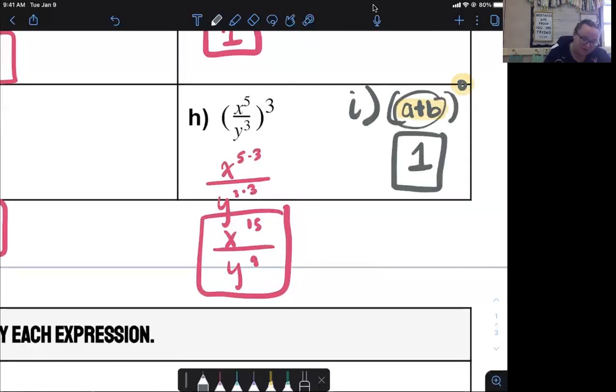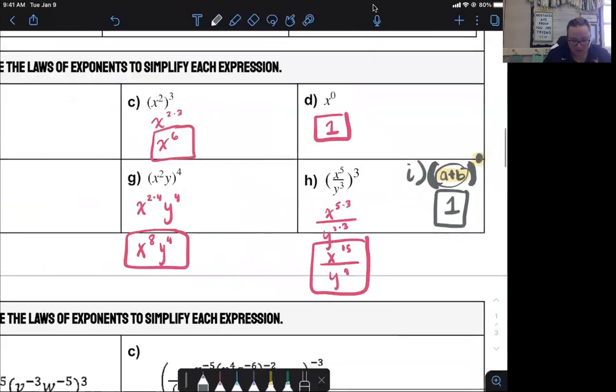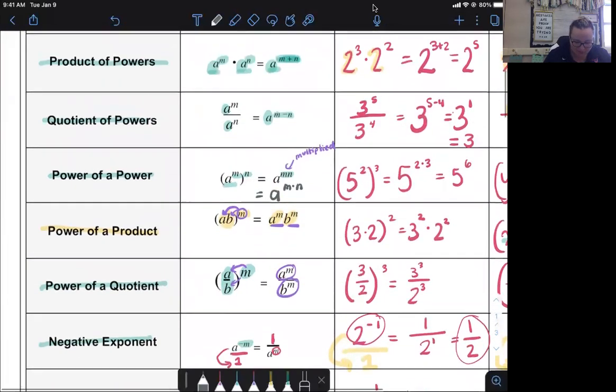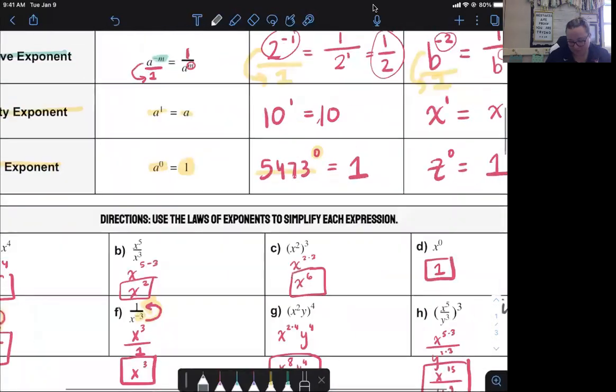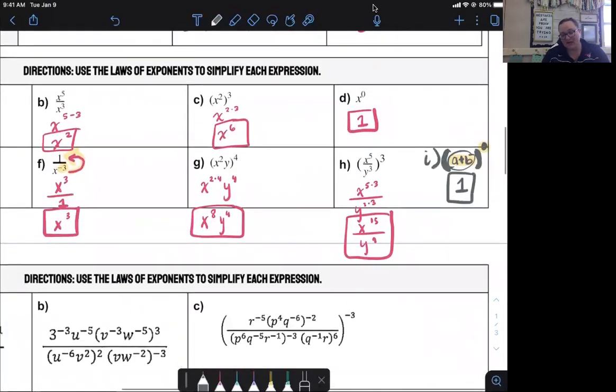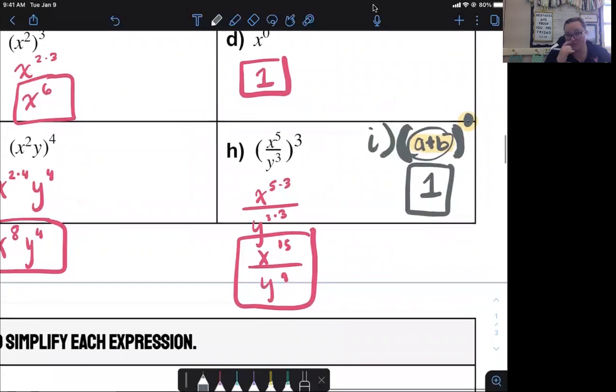No matter what you put in those parentheses, as long as the whole parenthesis is being taken to the 0 power, you get 1. Notice a and b are not being multiplied, they're being added. So the power of a product rule doesn't work here. A and b are being added. In the power of a product rule, they're being multiplied. So because they're being added, we don't distribute that exponent. We take the whole thing to that exponent. So this whole thing to the 0 power becomes 1.